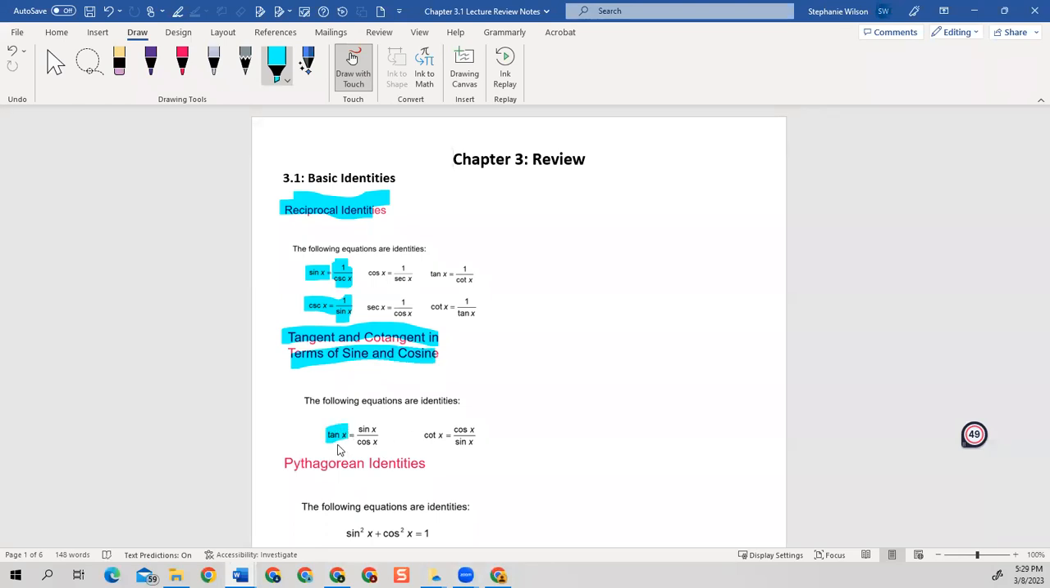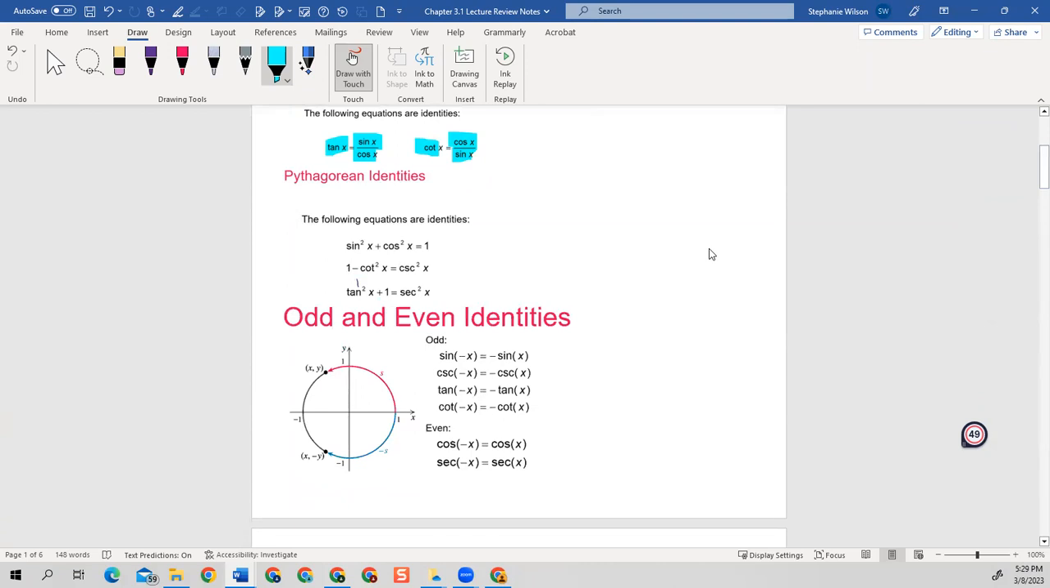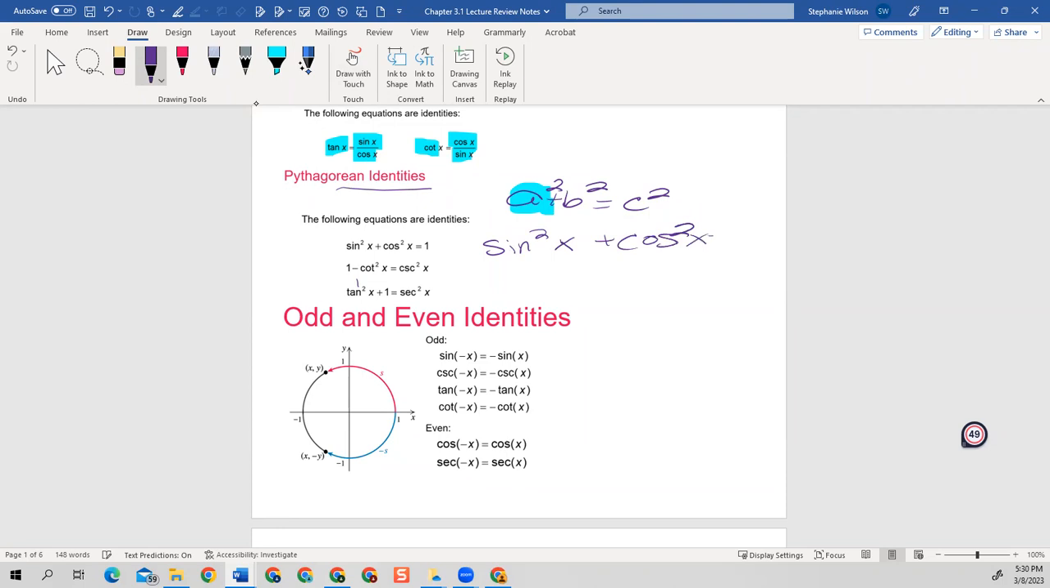Well, we know that tangent is equal to sine over cosine. That means the reciprocal, which is cotangent, is going to be cosine over sine. Whenever we talk about Pythagorean, we always know that there's a Pythagorean theorem, and that is a squared plus b squared is equal to c squared. However, since we're talking about identities in trig, it becomes sine squared plus cosine squared equals 1. And then we have the cotangent and the tangent one as well.